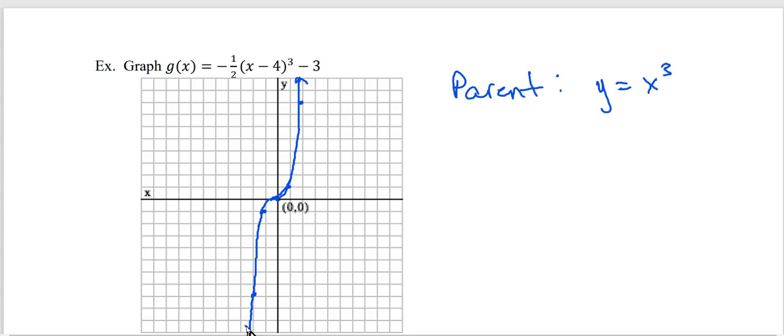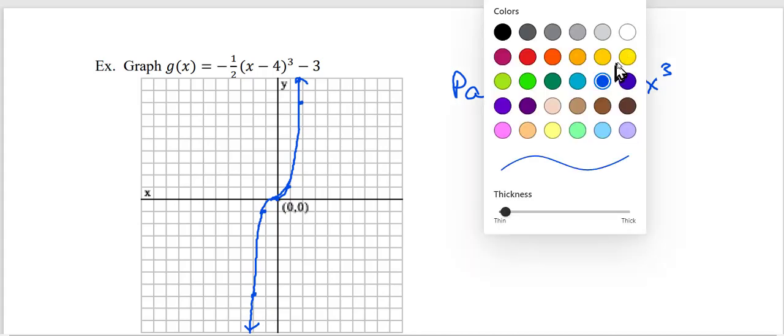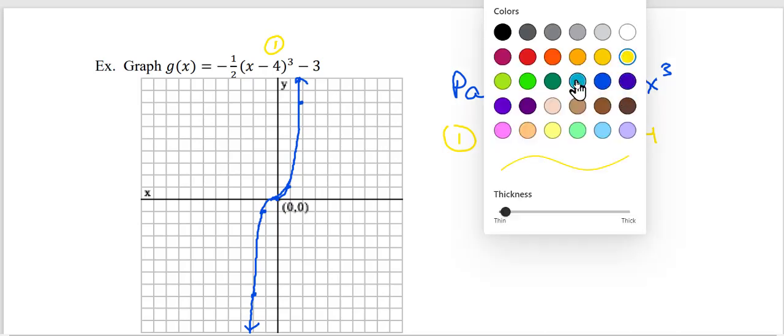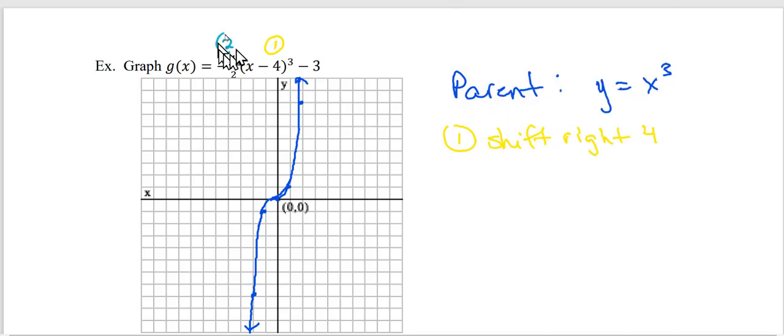Okay, we get this sneaky looking thing here. Let's write down our transformations. Let's go yellow for the first one. That's this guy. We are going to shift right 4. Feel free to pause the video and try and write these down on your own and see how you do. Shift right 4.